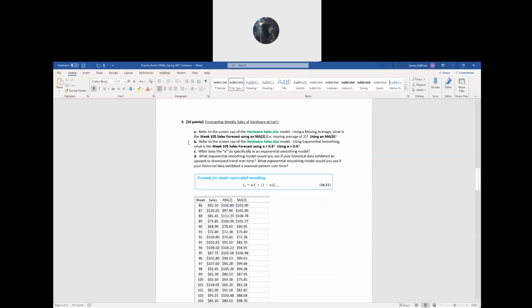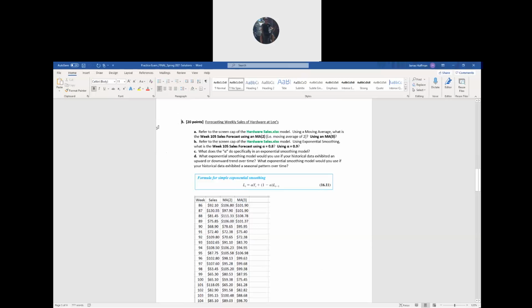And number 3, this one's the forecasting weekly sales of hardware at lease. And so we had a bunch of practice with this one because we also did this in the stock market forecasting assignment. And so part A is going to ask you about calculating moving averages. Part B is going to ask you about calculating exponential smoothing. And then there's some other questions.